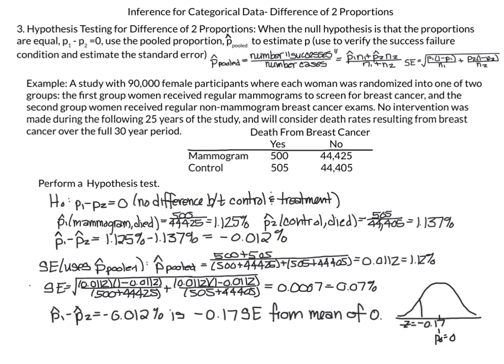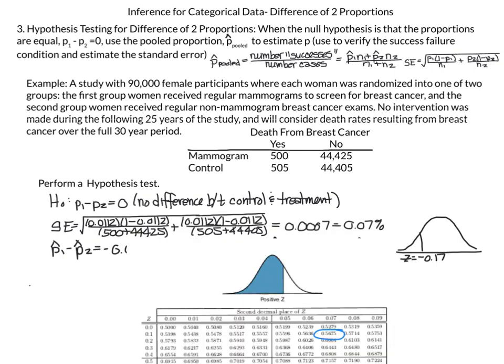And now, essentially, we want to know: if our null hypothesis is true, what's the probability of producing a sample with a z-score of negative 0.17? So I'm going to look up the z-score of 0.17. Here's 0.1, here's 0.07. But what we have to remember is that this is a negative z-score, and what I've just looked up is a positive z-score. So let me draw this picture for you here.